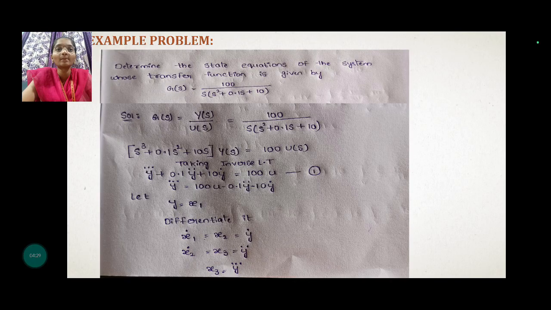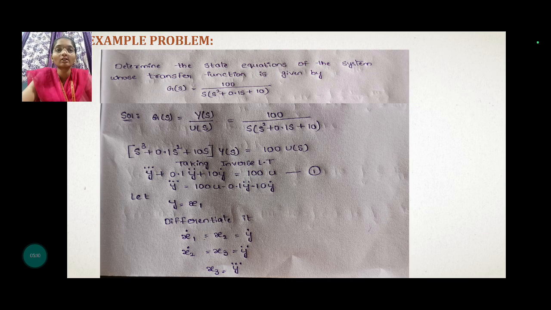Let us take an example problem on state space analysis. Determine the state equations of the system whose transfer function is given by G(s) is equal to 100 by s into (s² plus 0.1s plus 10). The solution: we know that Y(s)/U(s) is equal to G(s), which is 100 by s(s² plus 0.1s plus 10). By cross multiplication we get (s³ plus 0.1s² plus 10s) into Y(s) is equal to 100 U(s).